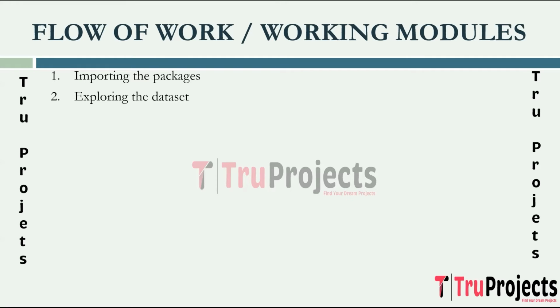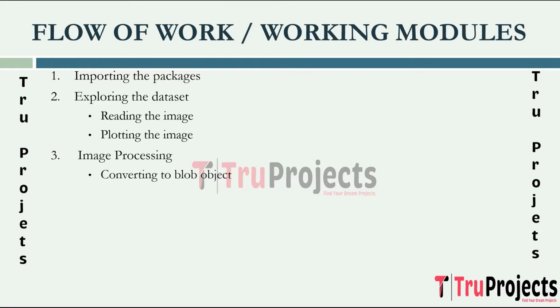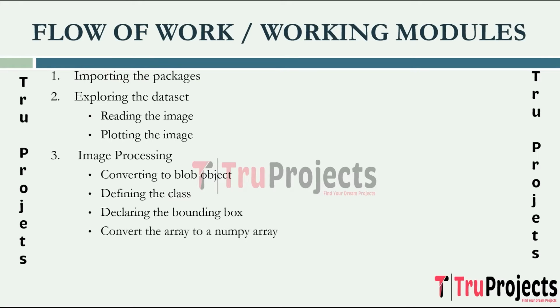The next step is exploring the dataset. Here, images from the dataset are read, and the initial exploration involves plotting these images to gain an understanding of the dataset's content and structure. Coming to image processing, here we have converted images into blob objects, which is pre-processing images into a format that is suitable for input to the neural network. We define classes and declare the bounding boxes, which is preparing labels and bounding box information for the object detection. We converted the array to a NumPy array, which is ensuring compatibility with NumPy, a popular numerical computing library.